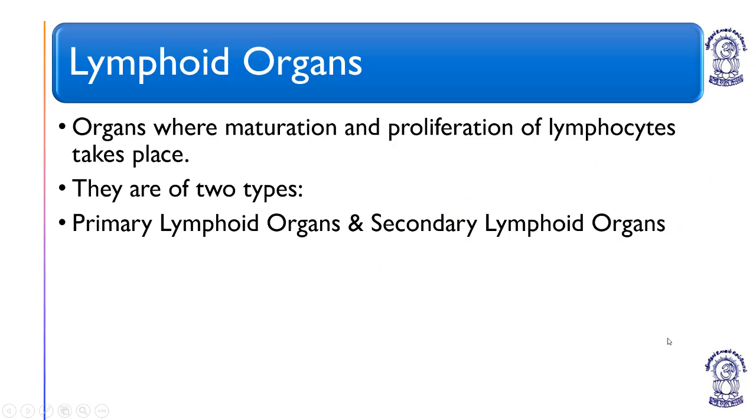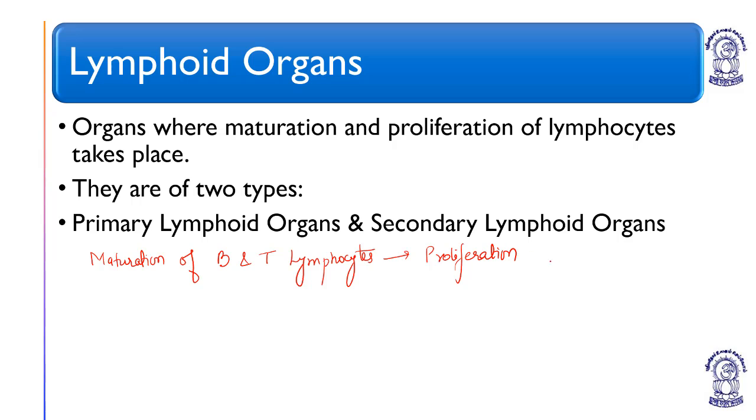The lymphoid organs are of two types: primary lymphoid organs and secondary lymphoid organs. I have already explained the primary lymphoid organs. Then the secondary lymphoid organs: B and T lymphocytes undergo further proliferation and differentiation.